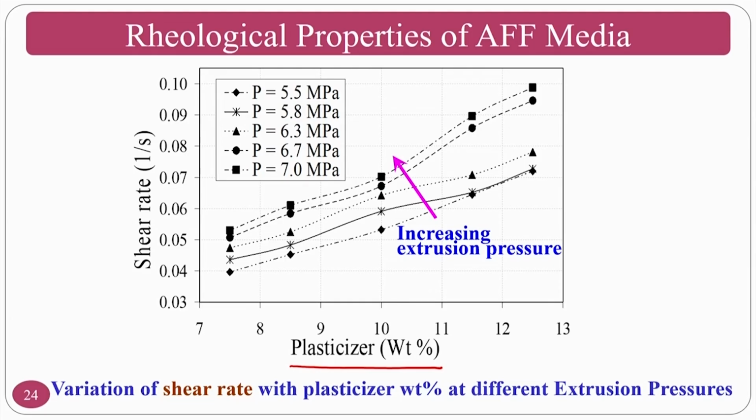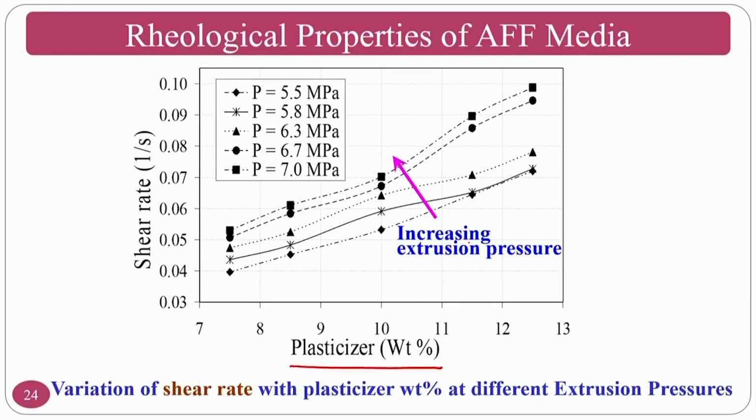Okay. So, as you can see here, as the plasticizer content increases, what will happen? The medium viscosity will go down. The flowability of the medium will increase. That is why the curves are trending in an increasing trend with respect to the weight percentage of the plasticizer. At the same time, if you increase the extrusion pressure, what you are going to experience is that the medium flow rate will be increased, because you are putting more and more pressure on the medium. So, both the conditions are kept in this particular thing, and we have measured the shear rates.